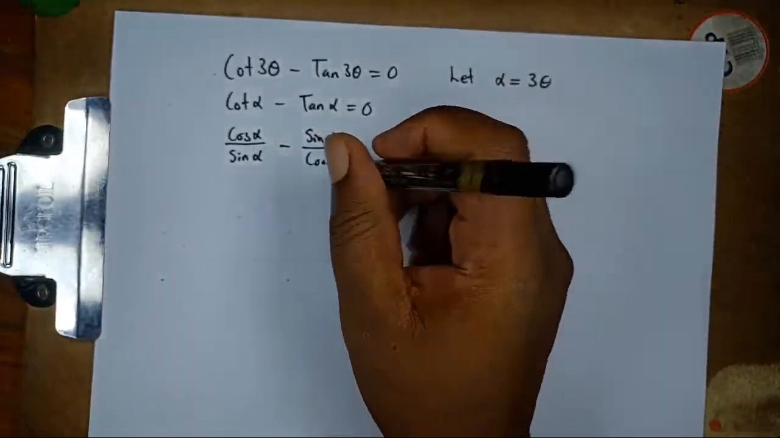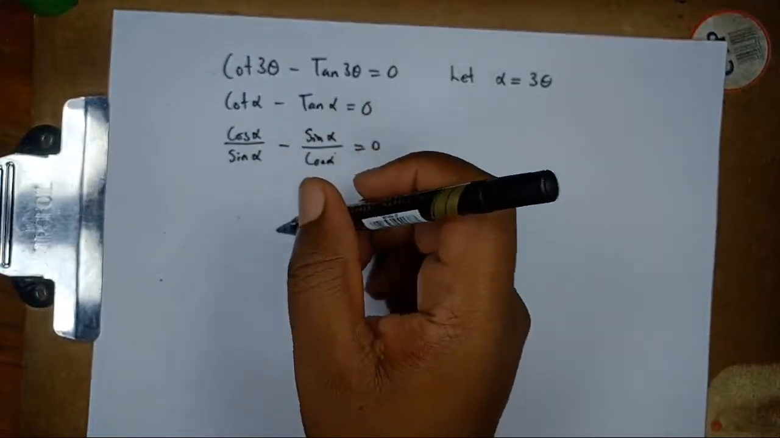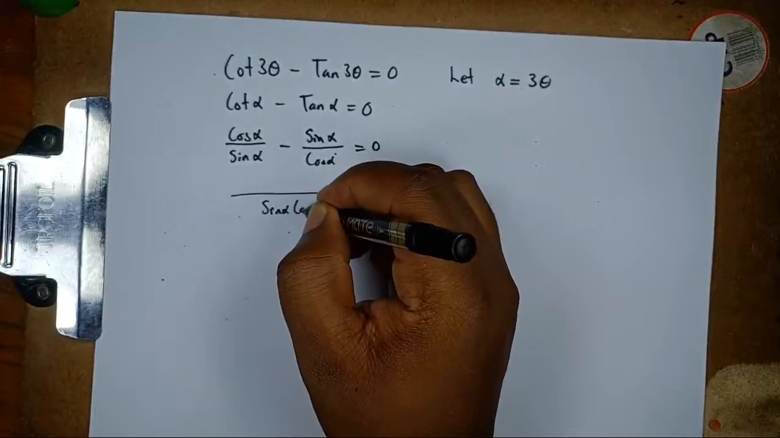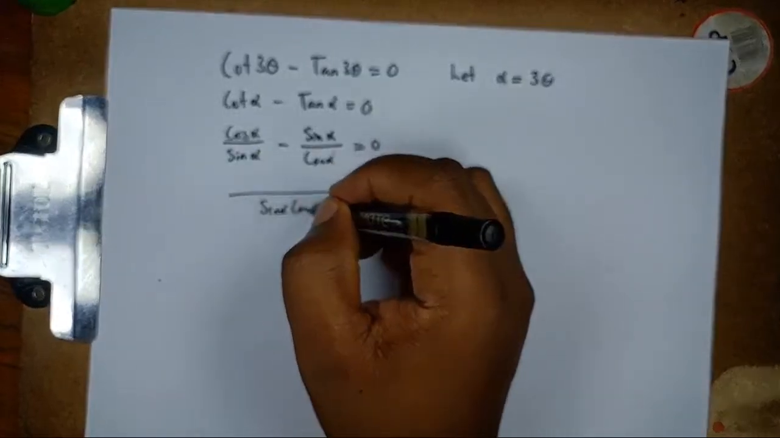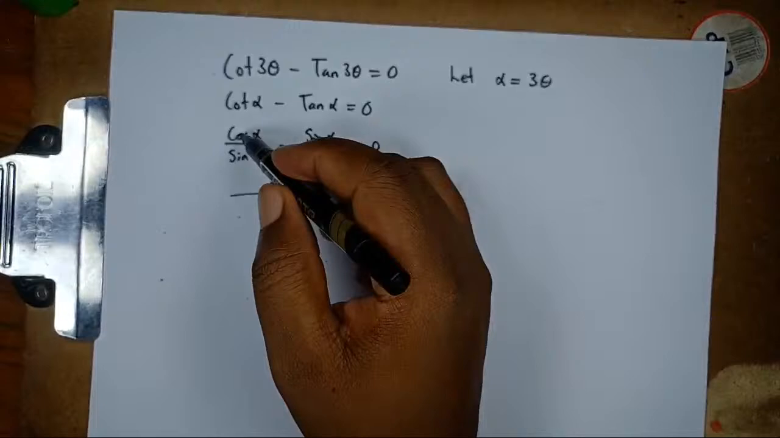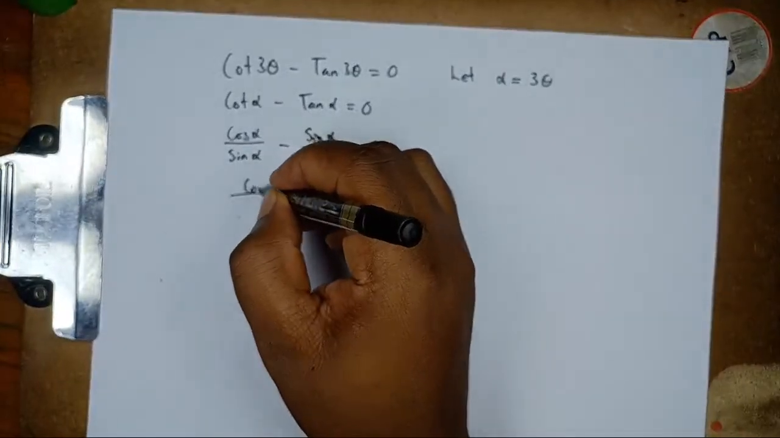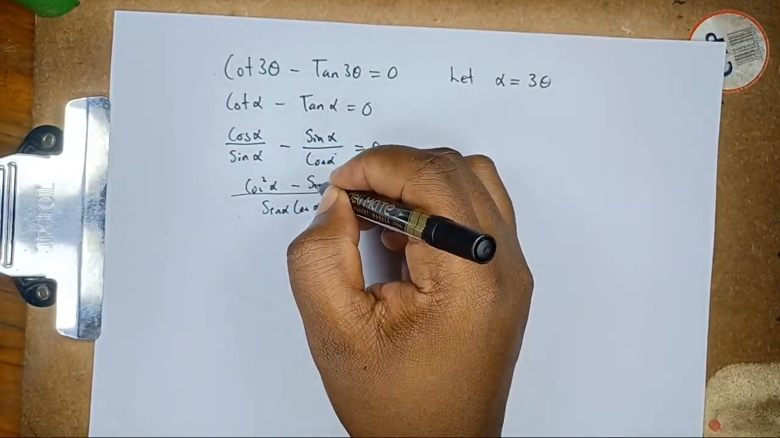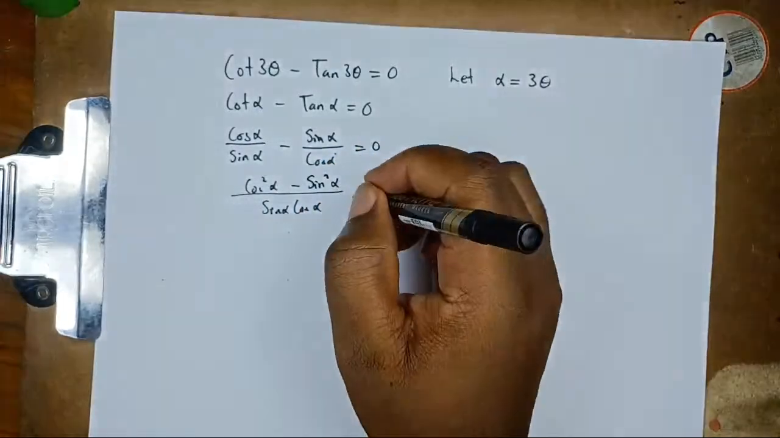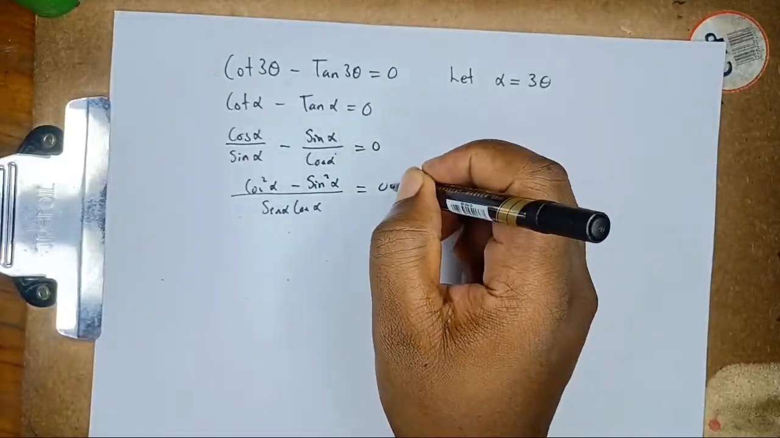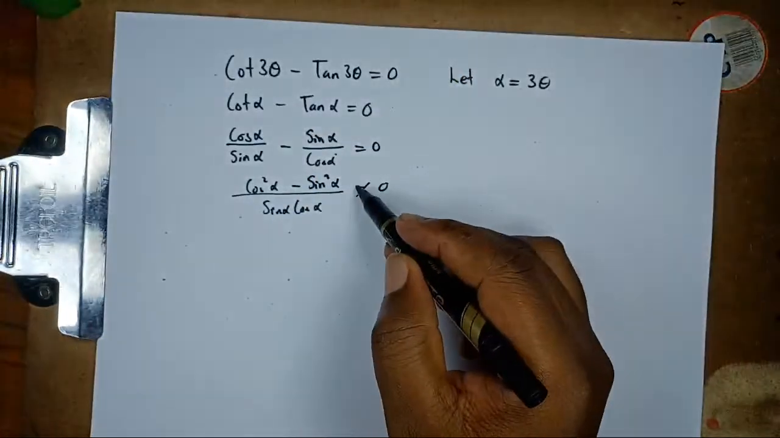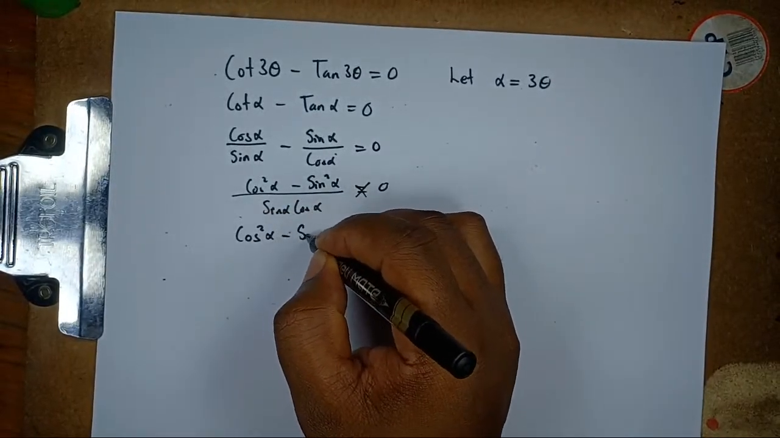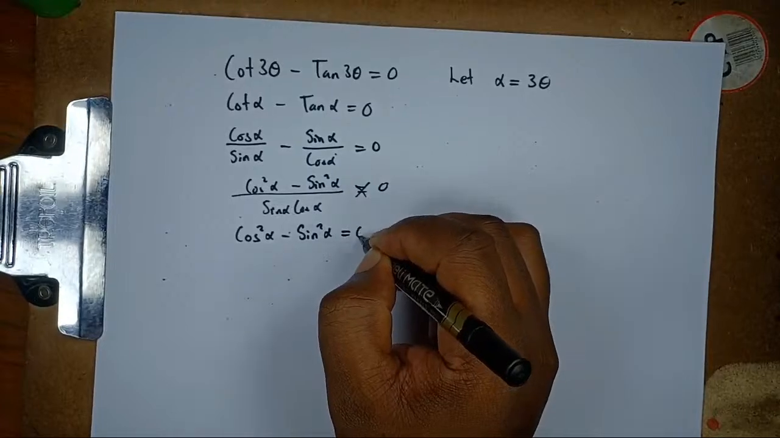Then now we can say, let's find the LCM. The LCM is sine cos, of course. So we have sine alpha cos alpha. So this into this, we get a cos. Cos times cos, we'll get cos square alpha. This into this is sine times sine, we get sine square alpha. Remember, all this is equal to 0. Now at this stage, we can cross multiply so that cos square alpha minus sine square alpha is also 0.